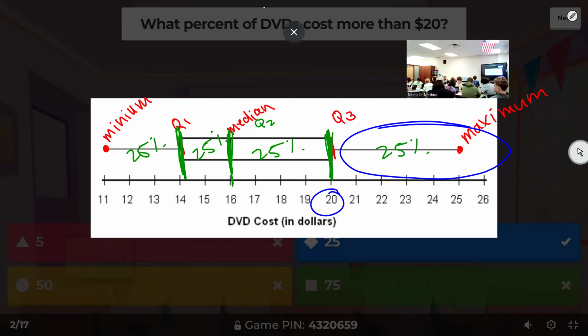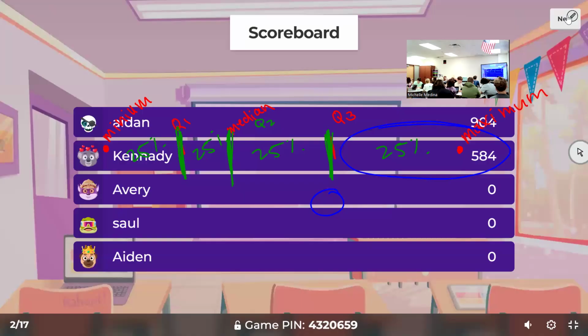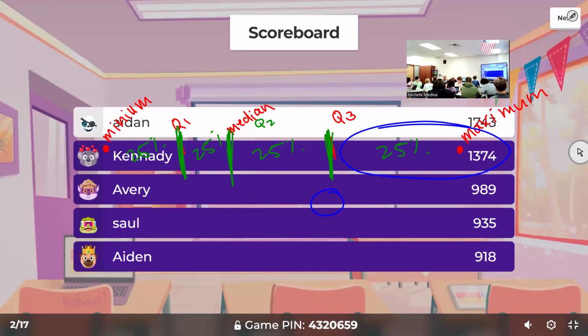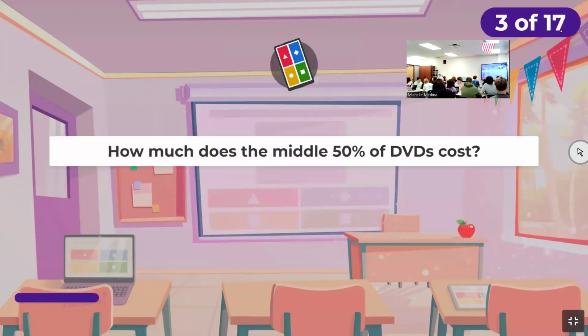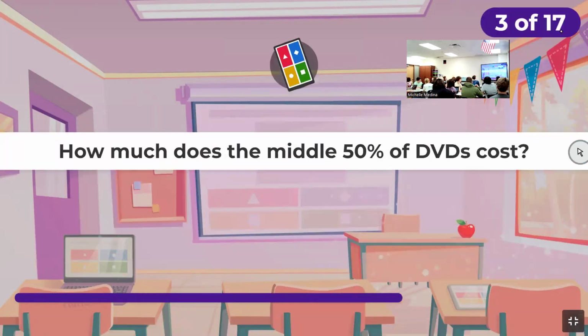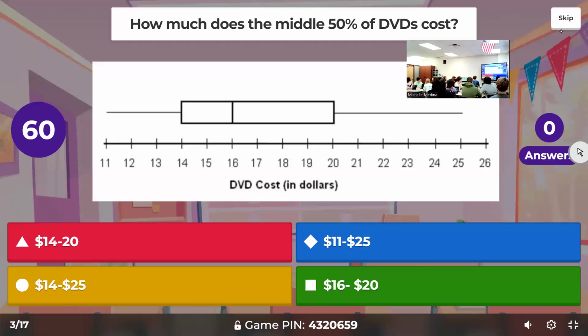Okay, so then on to the next one. How much does the middle 50% of DVDs cost?